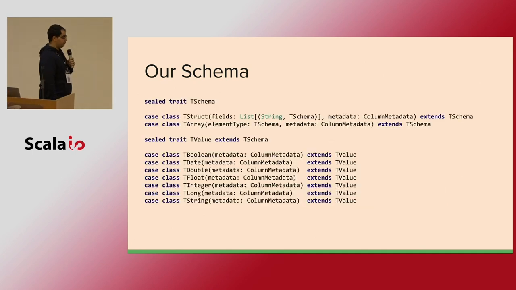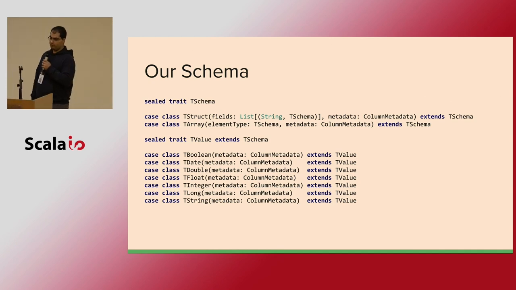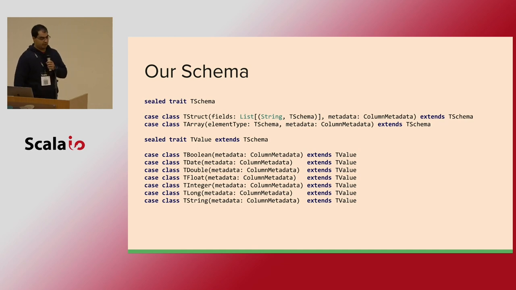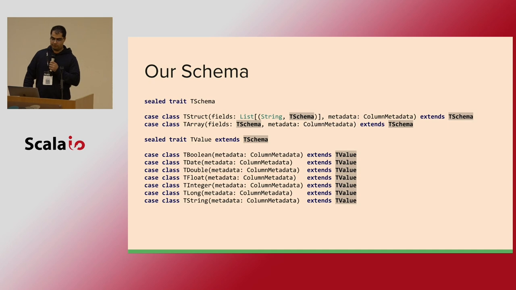So how to represent it using Scala? Well, you can design an ADT, an algebraic data type, where your struct will be composed of fields, which will be the list of the field name and the T schema. And your array will be just a simple element type. And of course, you've got all the values that you need to discriminate. Then this is actually representing our recursion. This is actually representing the nested behavior or features of our data.